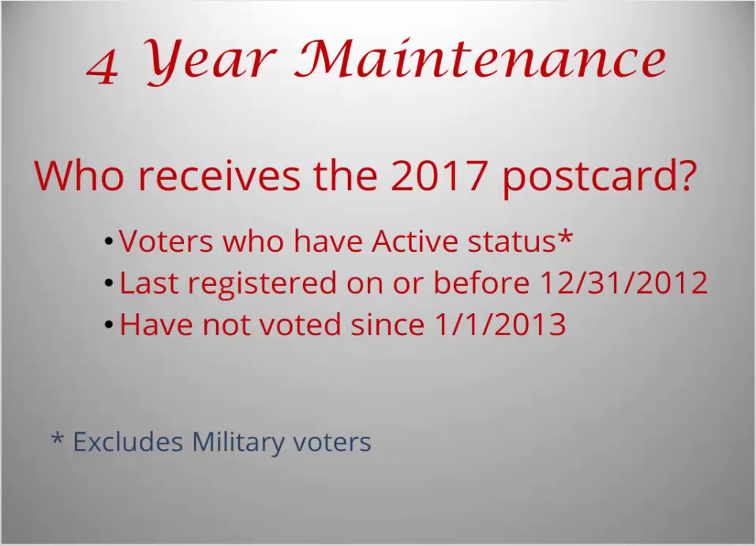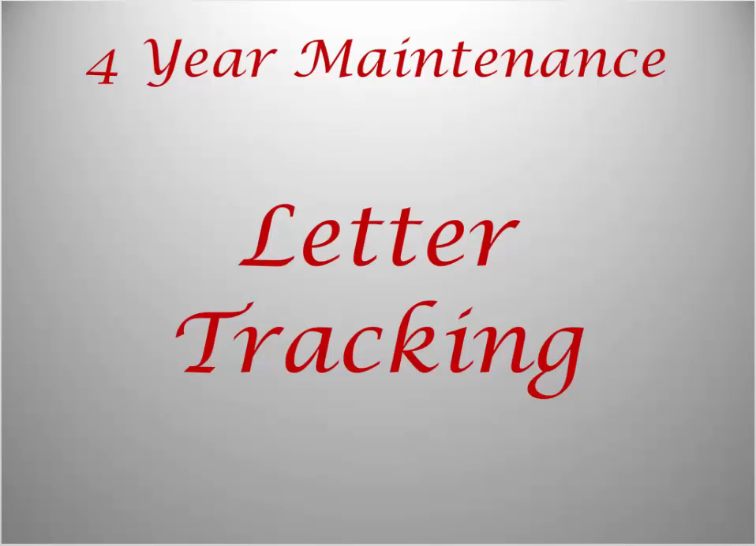The 2017 four-year maintenance cards will be mailed on or before June 15th. They will be sent to all active voters, excluding military, who last registered on or before December 31st, 2012, and who have not voted since January 1st, 2013. We'll begin by looking at how postcards are tracked in WisVote.